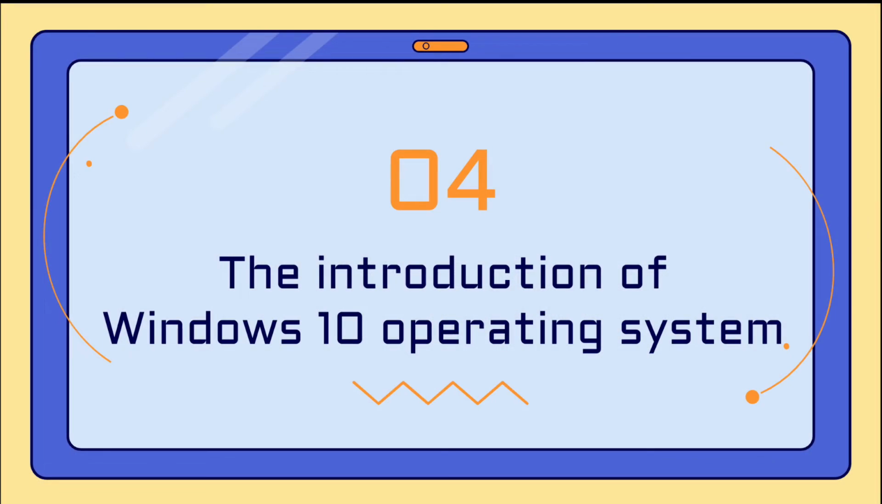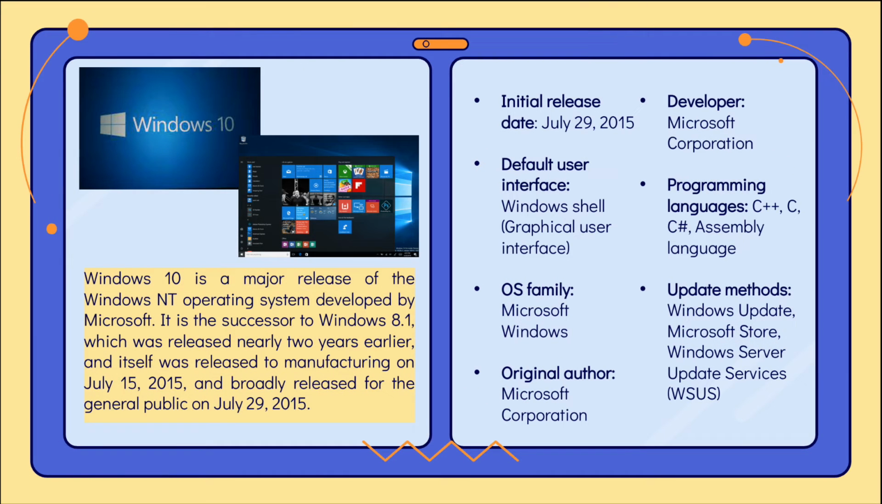Part 2: the introduction of the Windows 10 operating system. Windows 10 is a major release of the Windows NT operating system developed by Microsoft. It is the successor to Windows 8.1, which was released nearly 2 years earlier. It was released to manufacturing on July 15, 2015, and broadly released for the general public on July 29, 2015. The initial release date was 29 July 2015.